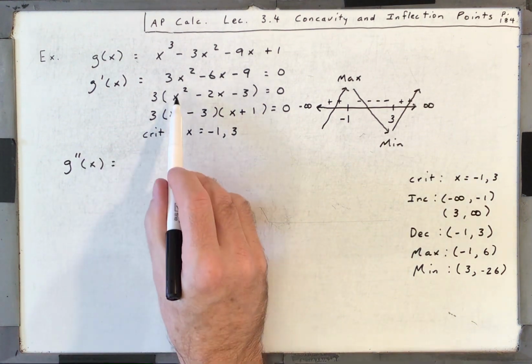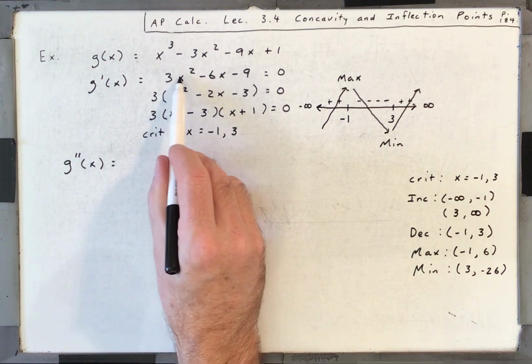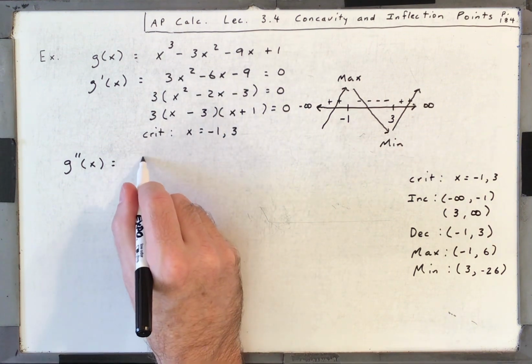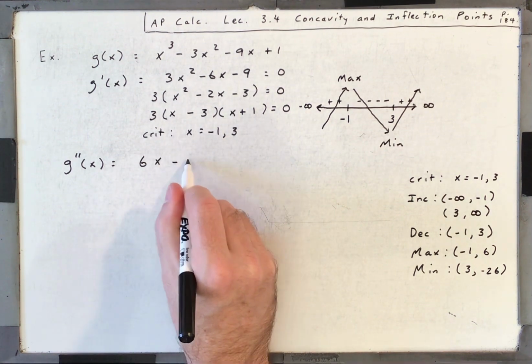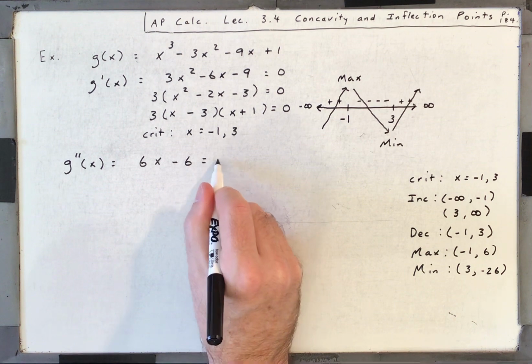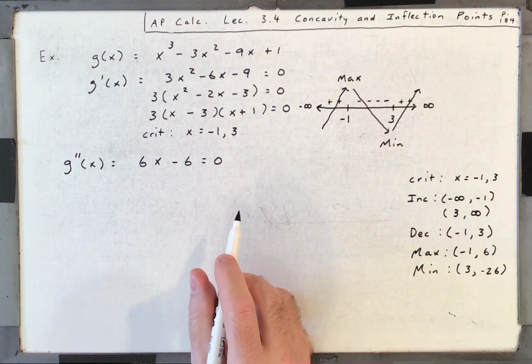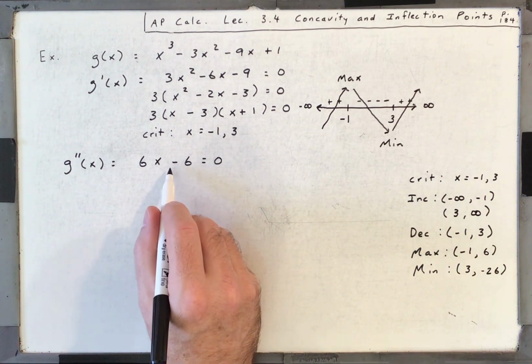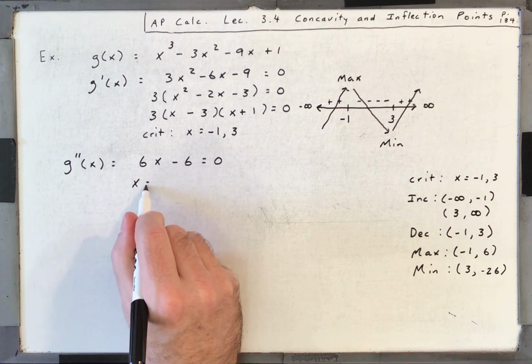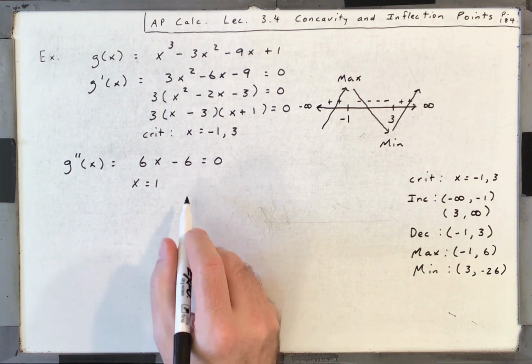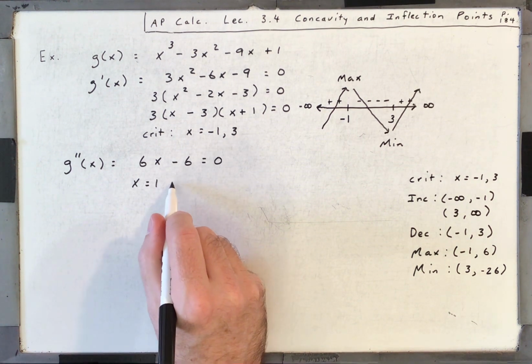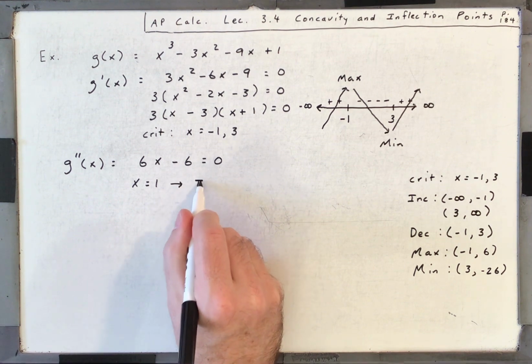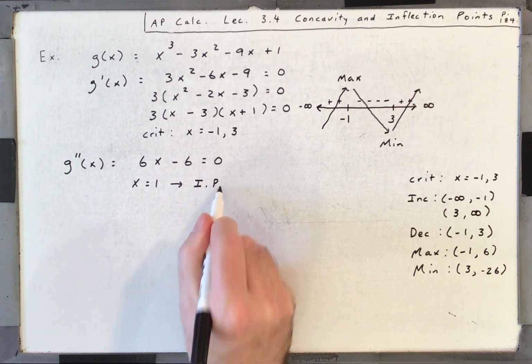Now don't take the derivative of the factored version. Go right back up to here, and the second derivative would be 6x minus 6. We're going to set that equal to 0. So if you set that equal to 0, x is equal to 1, and that is our inflection point, which I'm just going to call IP.